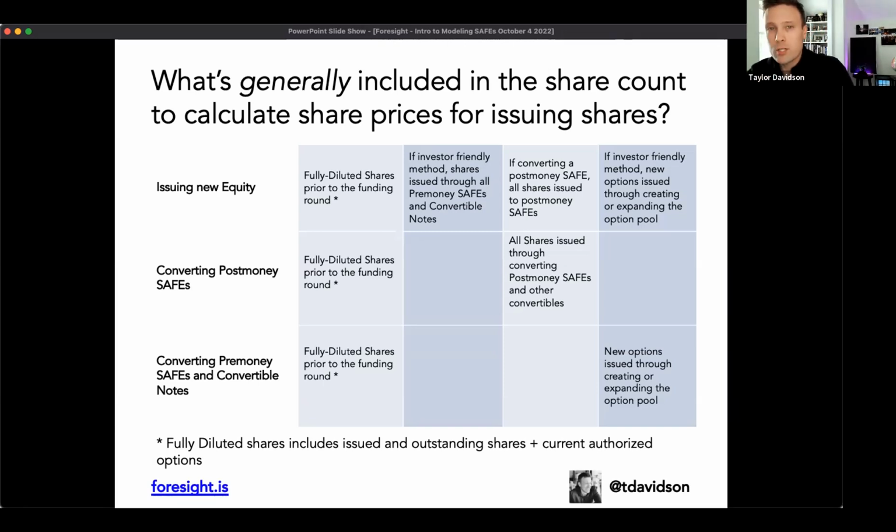So what varies here is actually what other shares are used. Post-money safes, when you calculate the share count, you're going to include all shares issued from converted post-money safes and other convertibles. Converting pre-money safes, you're actually not going to include the share count from those convertibles as part of it. But you typically will include new options that are issued as part of the pool. And there's a different, important distinction there. So in the post-money safe, the fully diluted shares are going to include any existing option pools, but your calculation is not going to include any option pools that are created during the round. Pre-money safes, typically you would include that. You would include new options that are actually part of the round. And I'll get into why that is the case.